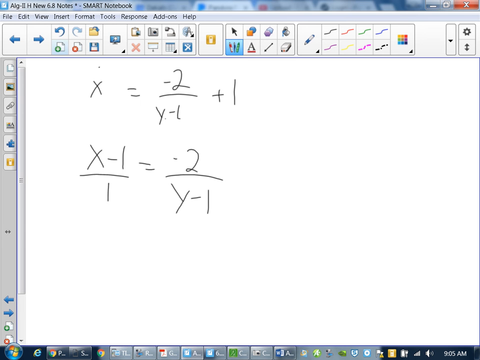Wait, why did you divide it by 1? I didn't. Oh, wait, no, just kidding. Sorry. What happens here is you need to get this y out of that denominator, that y minus 1 out of the denominator. Remember the rules of fraction equal fraction?